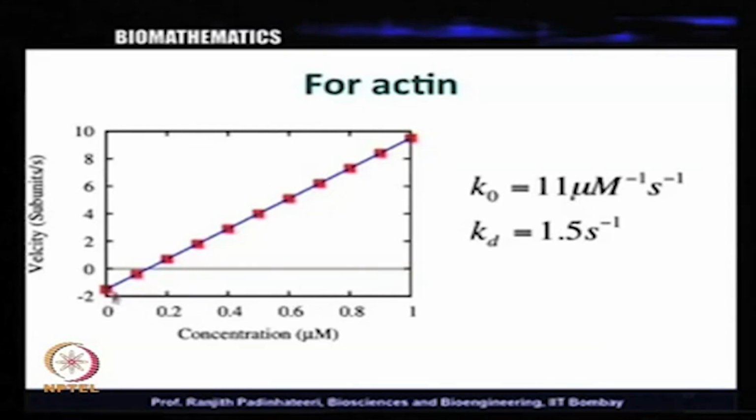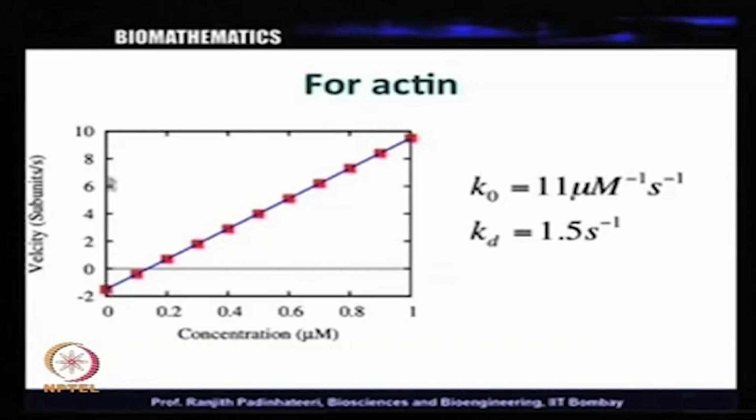How do we calculate the slope without doing too much calculation? Since this is a straight line, calculating the slope is very easy. Look at the change in x here. X changes from 0 to 1, whole 1 micromolar. And how much did the y change? Y changed from 1.5 to this value, which is just below 10, which is actually 9.5.